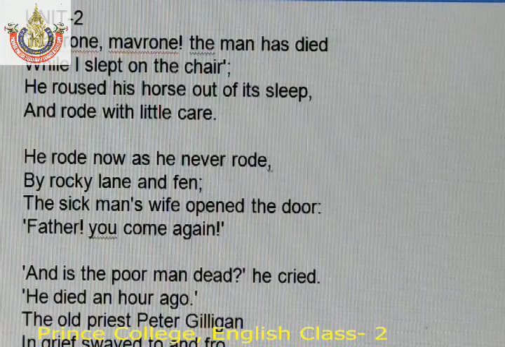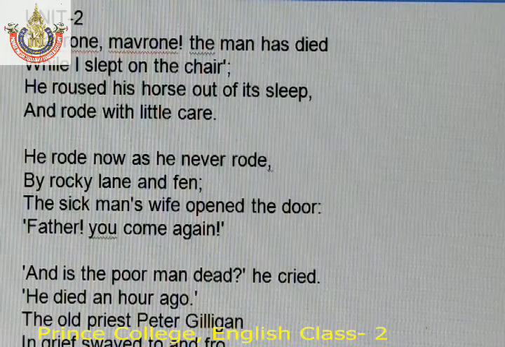And is the poor man dead? He cried. He died an hour ago. The old priest Peter Gilligan in grief swayed to and fro.